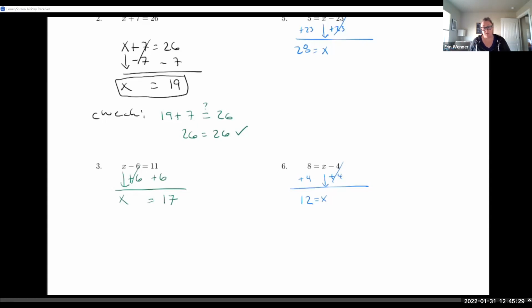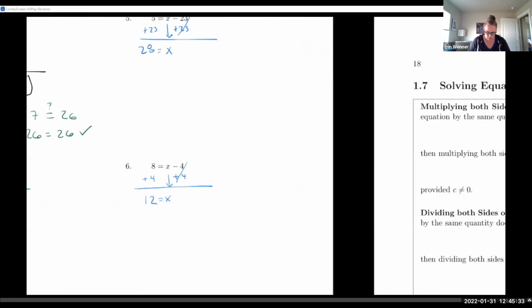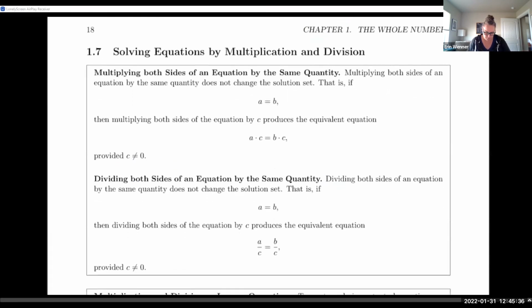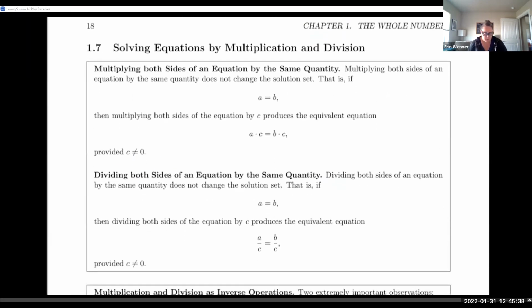All right, so if we have to solve them with addition and subtraction, we're also going to have to solve them using multiplication and division. So this is where we go to with 1.7. So in 1.7, how can we solve these equations with multiplication and division?